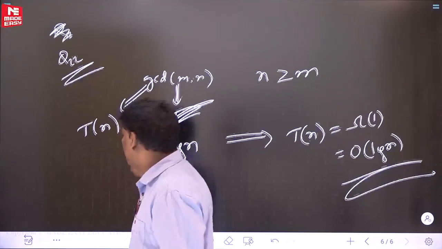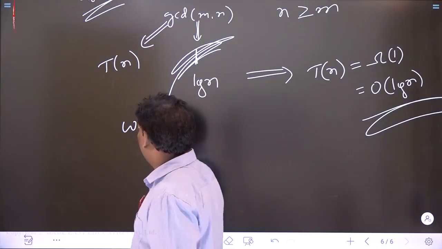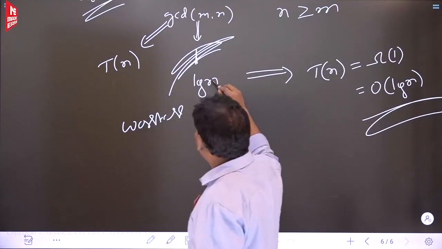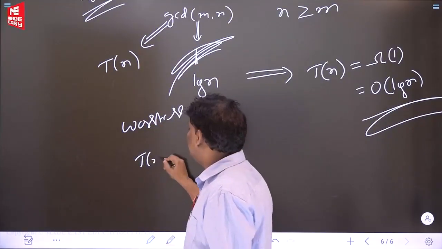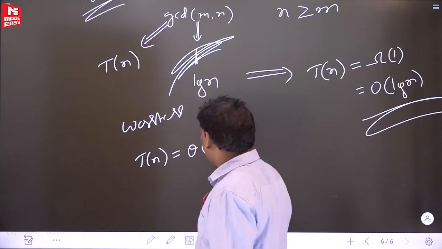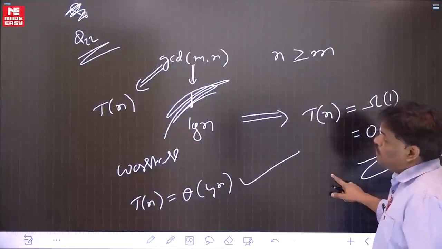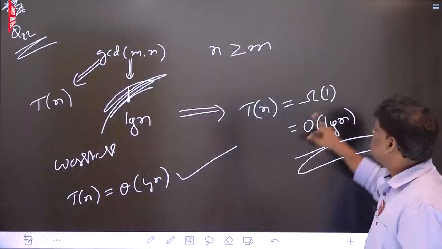Just change the problem a little bit: write worst case, the worst case number of function calls. Then T(n) has only one choice, log n. What is the answer? T(n) is log n only, and log n is theta of log n. Then this is correct. For question number 22, the actual answer is this only.